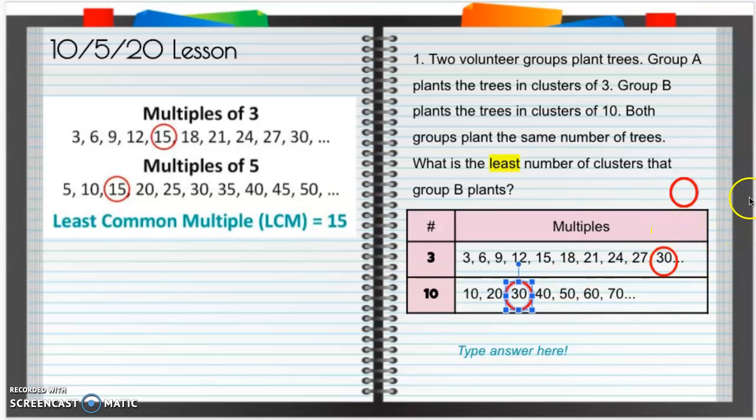So, if they both plant the same number of trees, what is the least number of clusters that group B plants? They're not going to plant 30 clusters. So group B, here's the first cluster of 10. I'm going to highlight that. Here's the second cluster of 10. Here's the third cluster of 10. So 3 clusters is our answer. You can also put 3 clusters of trees. And that is it for our word problem.